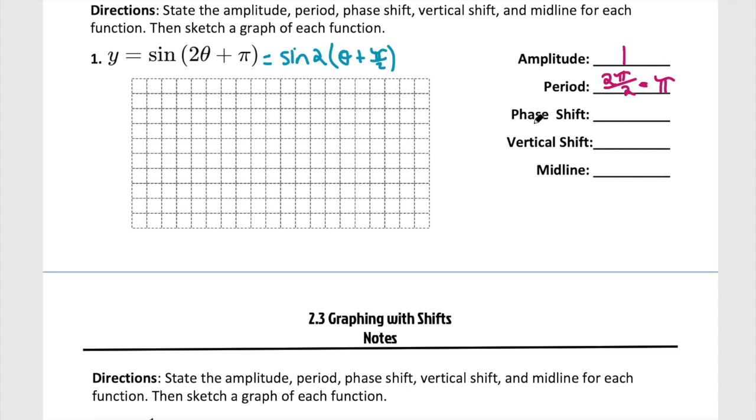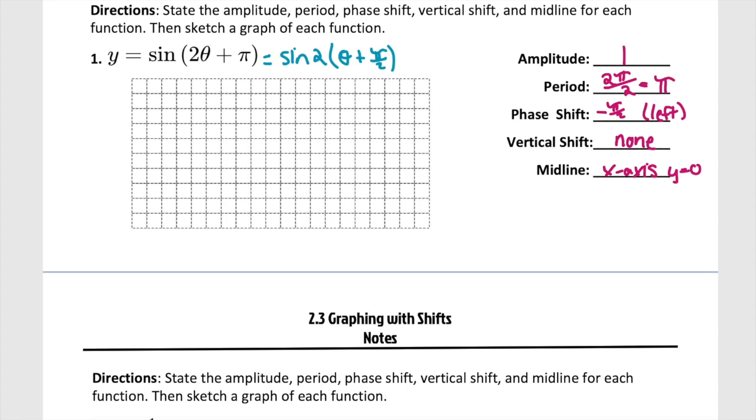Our phase shift, or our horizontal shift, is coming from inside our parentheses here. Remember, horizontal shifts go the opposite way of what you think they would. So in this case, our graph is shifting negative pi over 2 units, or you can think about it as moving to the left pi over 2 units. There's no number added at the end, so there is no vertical shift happening. So our midline is still our x-axis, which has the equation y equals 0.